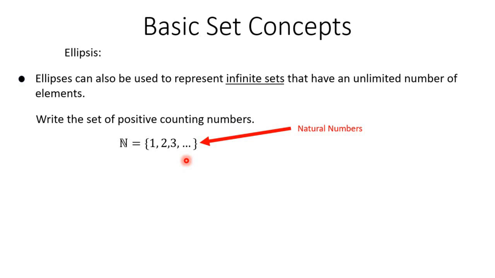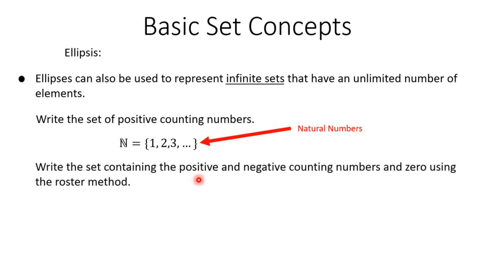So let's write the set containing the positive and negative counting numbers and 0 using the roster method. So we're going to have the positive counting numbers, which we already have here. The negatives of these, the negative counting numbers, which are just these but negative. And 0 all in one set. And here's what that set looks like. It also has a special symbol to represent it. It's this fancy Z. And this set also has a special name. It's called the set of integers. So this is the set of integers.